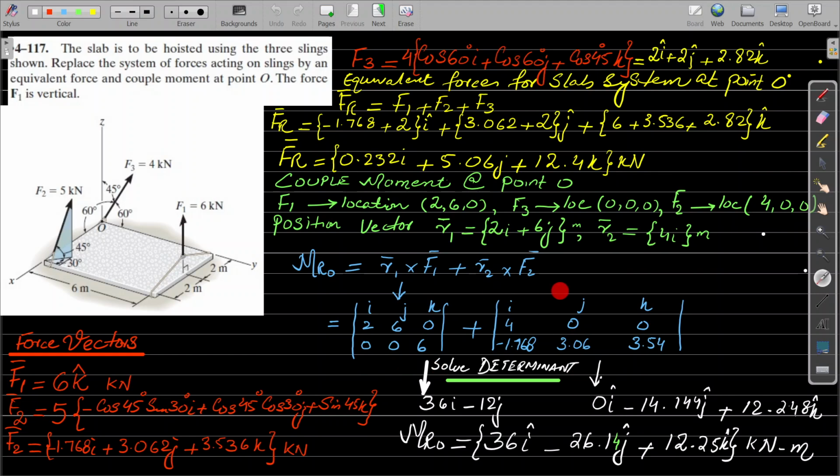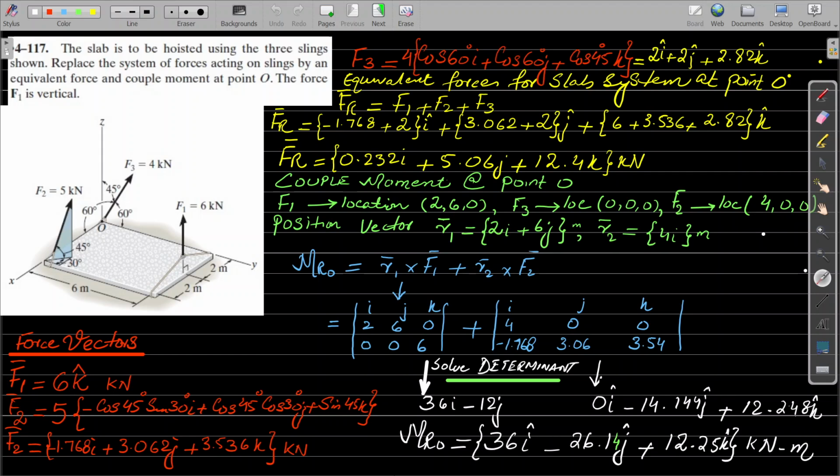Plus what will be R2 cross F2? It will again be ijk, and R2 will be equal to 4 0 0. What will be the force for this vector that we have calculated over here? It is minus 1.768i plus 3.062j plus 3.536k. This is for the vector F2. So we can calculate this determinant analytically, or you can do it by your calculator to get these results: 36i minus 12j and 0i minus 14.14j plus 2.248k.